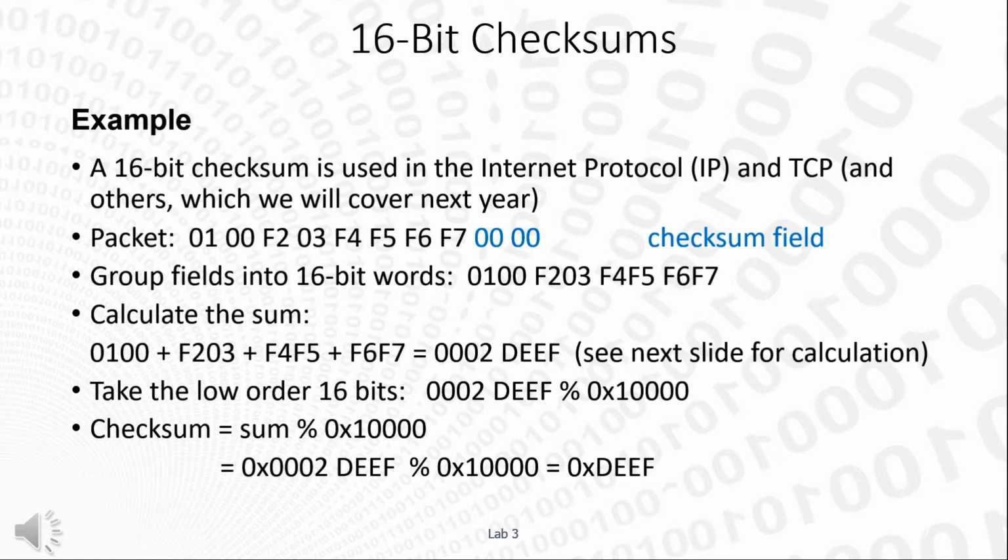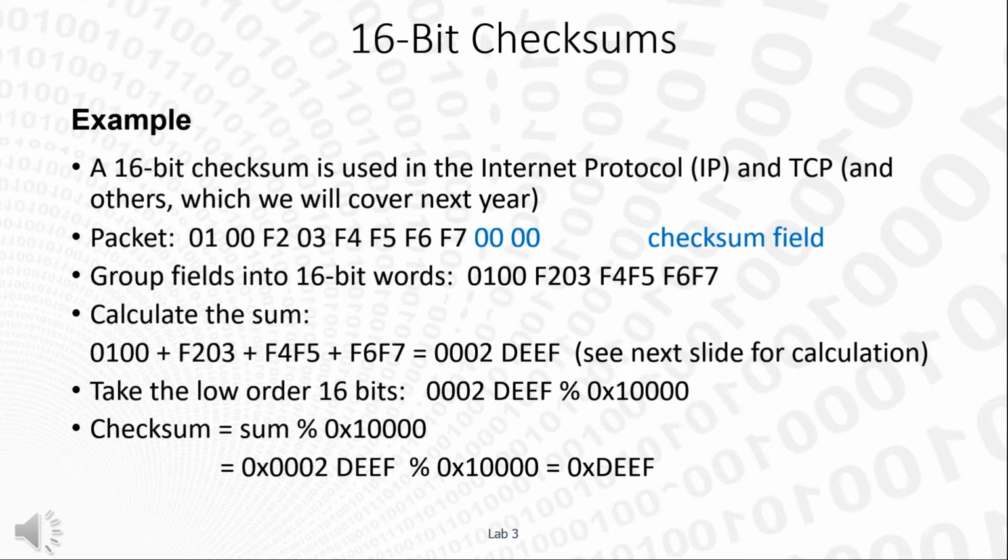So if you wanted to make a 16-bit checksum from this packet, you'd have to group the first 2 bytes together. So 0, 1, and 0, 0 become a single word. F2 and 0, 3 become F2, 0, 3, another word. And when we add them together, we add the words together in 16-bit fields. So it'd be 0100 plus F203. That would be the first result, and then we would take that and add it to F4, F5. And on the next slide, you'll see the rest of the operations.